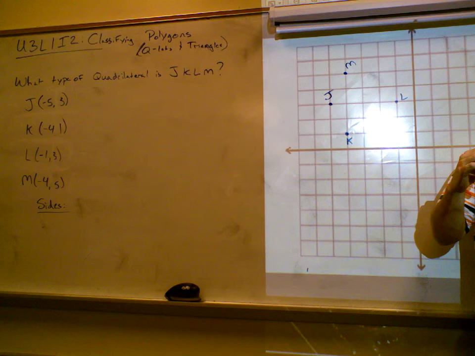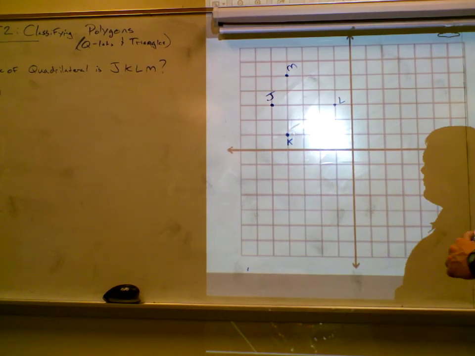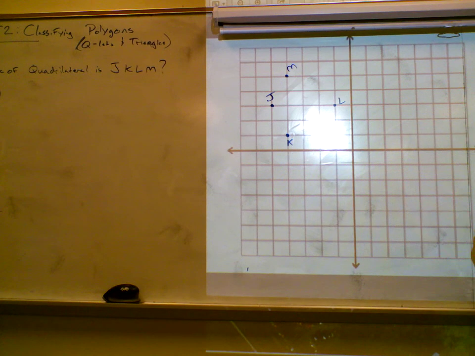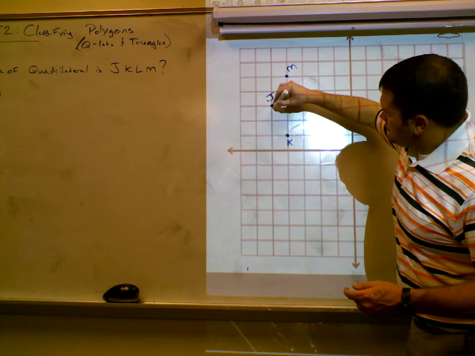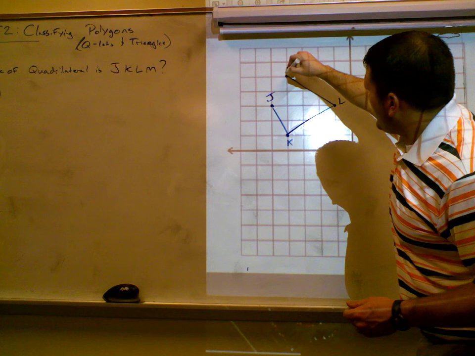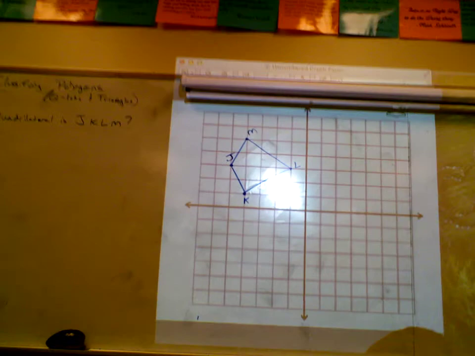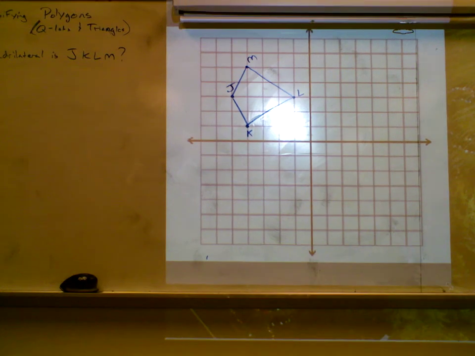Are there any questions about it? Okay. So now, how do I draw my figure? What lines do I connect? J to K, right? K to L. L to M. M to J. So, what does that look like? The quadrilateral has 4 sides, right? What does it look like? I hear trapezoid, I hear kite. Okay. How can we be sure?